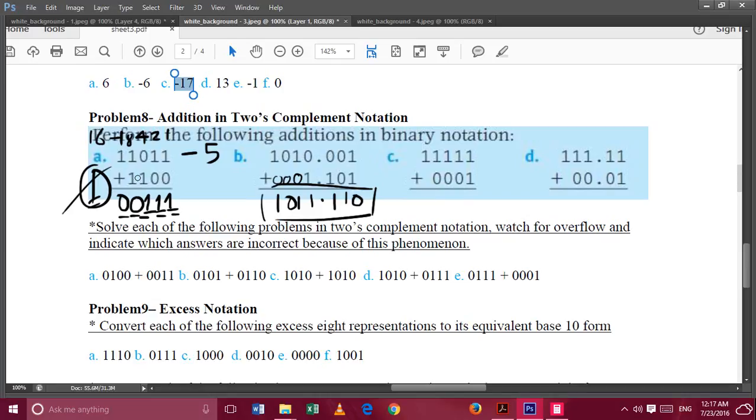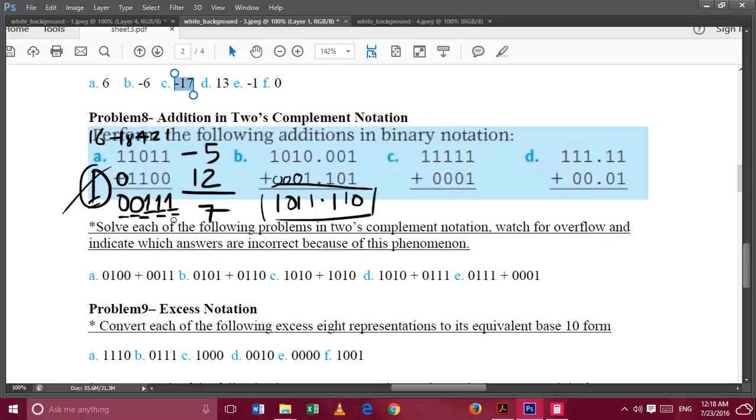Now, what is this number? This number is 4 plus 8, that would be 12, because this is 0 here, so that's a positive number, right? So that's 12. Now let's make sure that we are correct. 12 minus 5 should equal 7, right? That should equal 7. 12 minus 5.